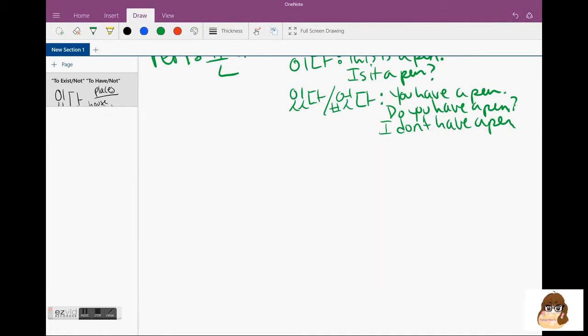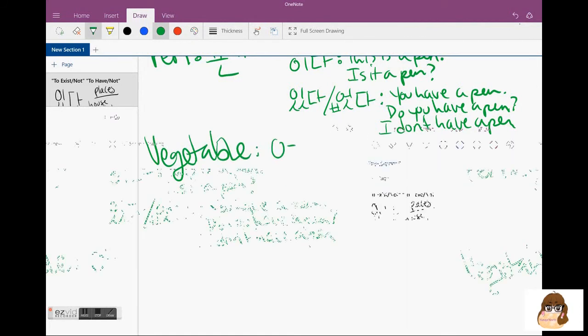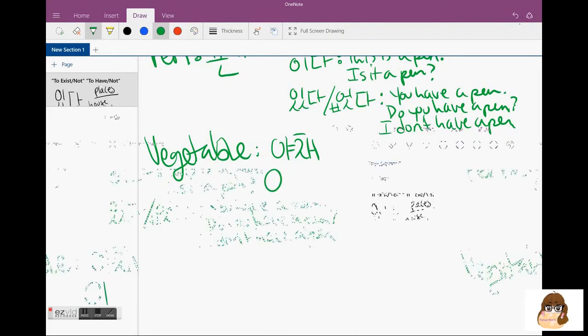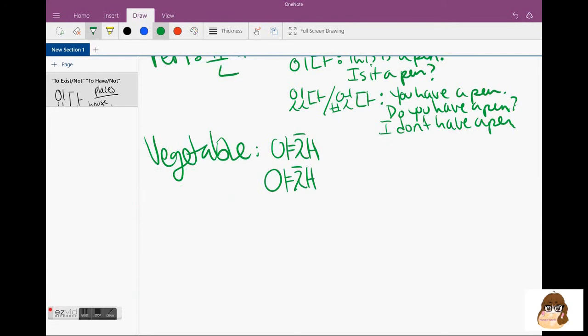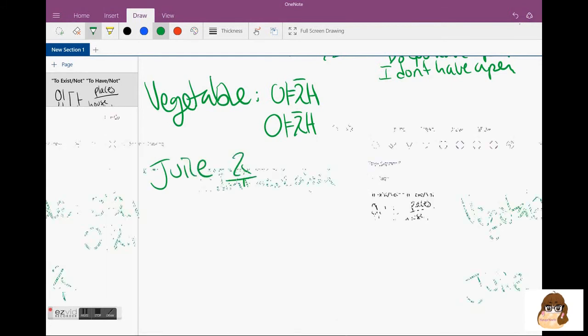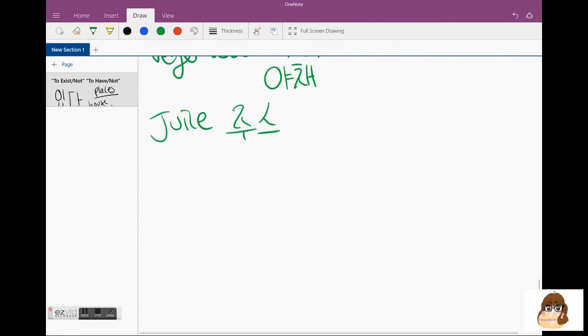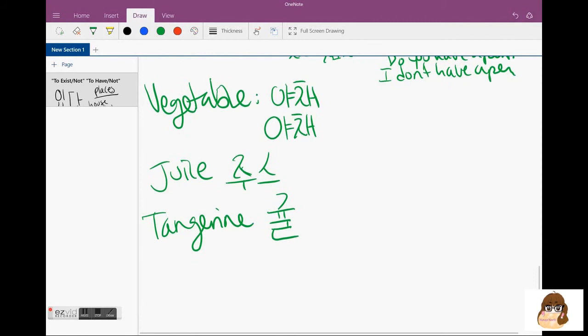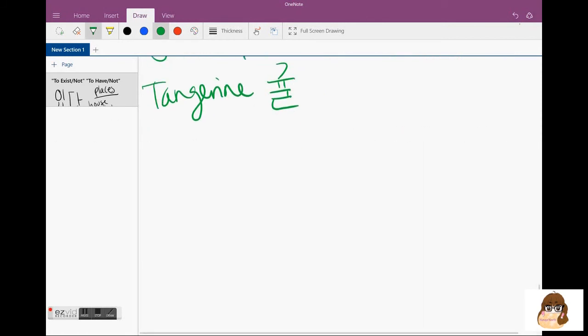These are some words we went over the other day. Vegetable is 야채. I'm totally writing in the wrong way, but this is the direction you write things. 야채, that's the correct way of writing it. Juice. This sounds very similar again. Tangerine. I think some people use tangerine for the word orange too, but I don't think it's the same thing. Kul is tangerine. So far we have pen, yache for vegetable, jusu for juice, and tangerine is kul.